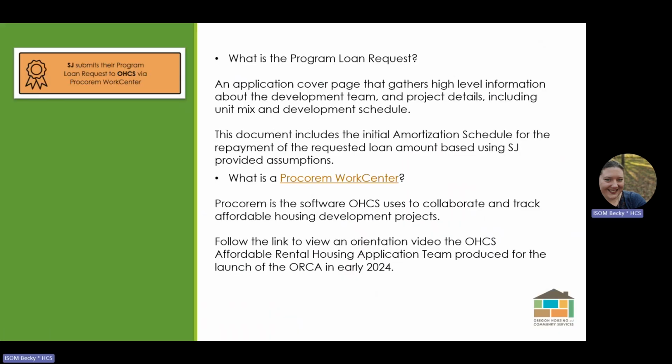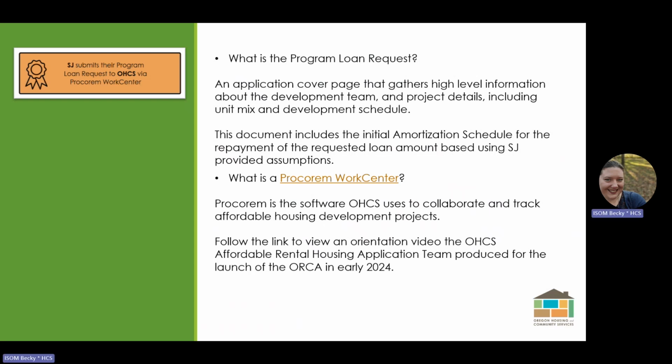What exactly is the program loan request? Well, it's a cover page that gathers high-level information about the development team and project details in a single place for OHCS's review. It includes the initial amortization schedule showing the repayment of the requested loan amount based on assumptions provided by the sponsoring jurisdiction. This document can be customized by OHCS for sponsoring jurisdictions and will be discussed in more detail later on in this training.